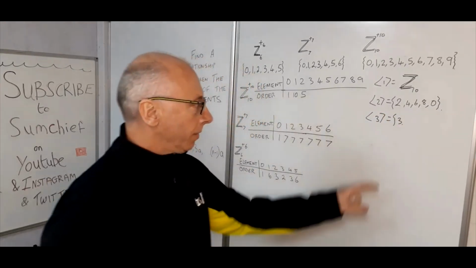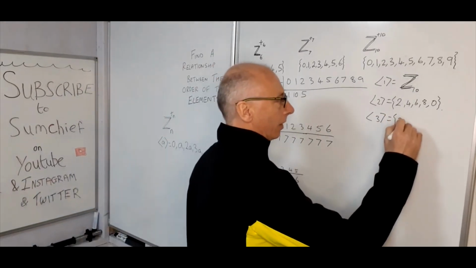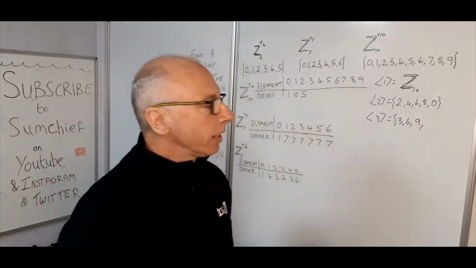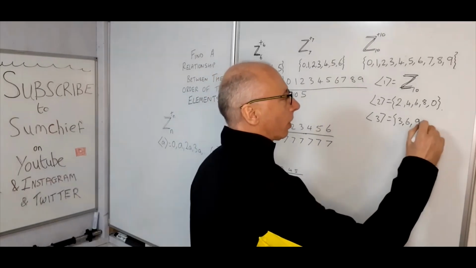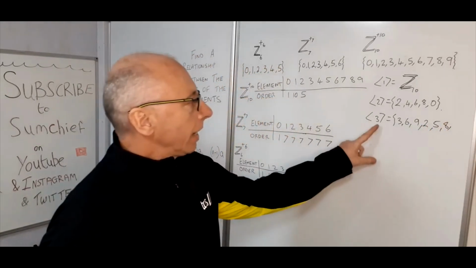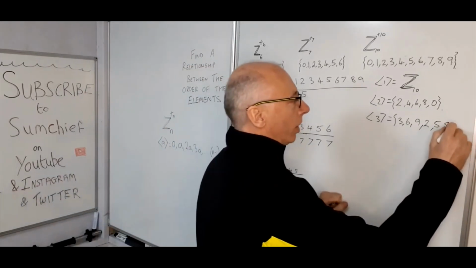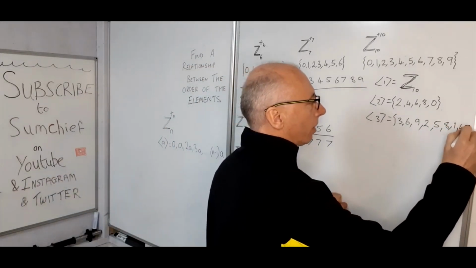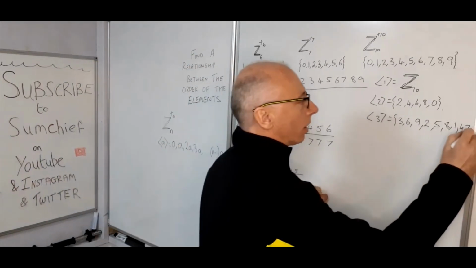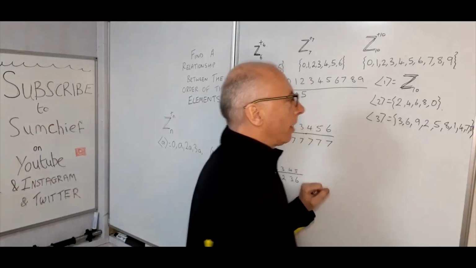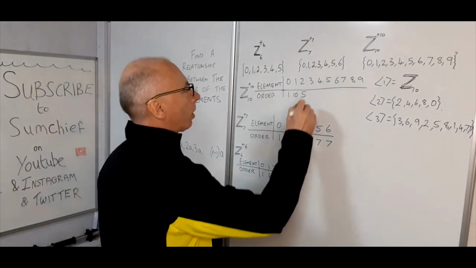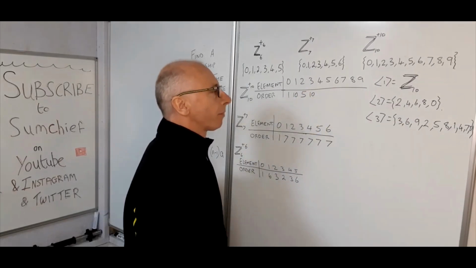Okay, 3. So keep adding 3. So 3 plus 3 is 6. Plus 3 is 9. And then we add 3 again and we get 12, which is going to give us 2. Then leads us to 5 and 8. Add 3 again to 8, we get 1, 4 and 7. And then add 3 to 7, we get 0. Just about fit it in there. So then that also equals the whole group. So this is also of order 10.